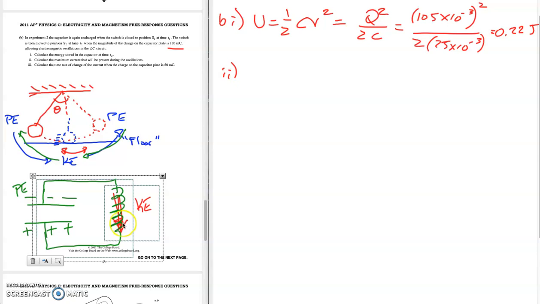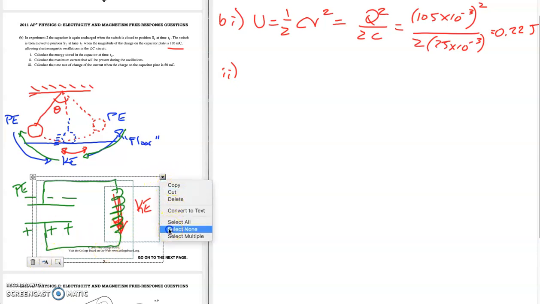And oh man, those things got connected to each other. I was hoping that wouldn't be the case.